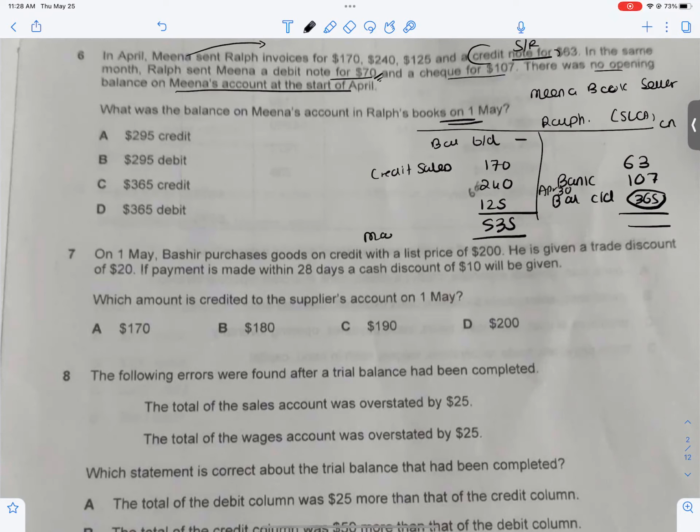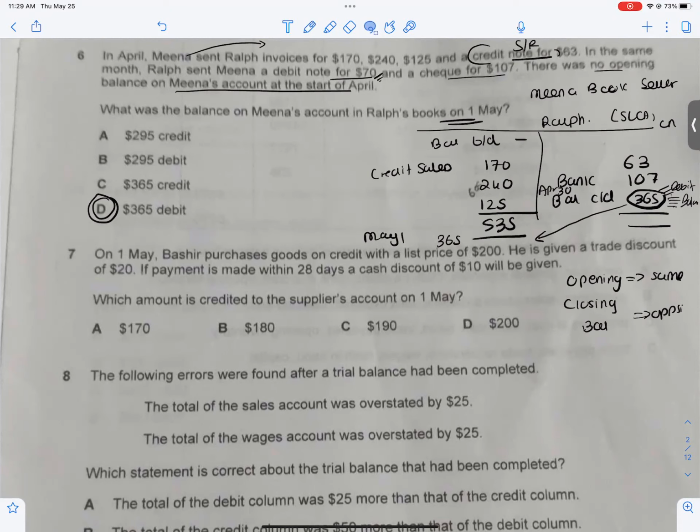Now 365 is on the last date of April. You will bring down the balance on May 1, right? So on May 1, it will be 365 what? It'll be 365 debit. Even if you write it on the credit side, this balance is the debit balance. Opening balance appears on the same side, and closing balance will appear on the opposite side. Yeah, I got it. So even though this is appearing on the credit side, it is a debit balance. Go to the next one.